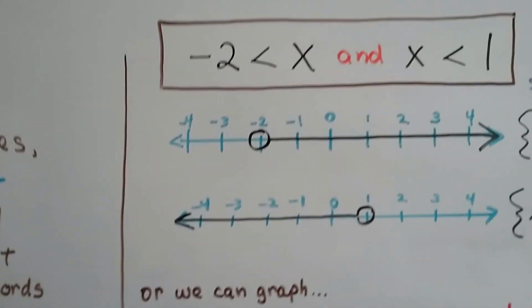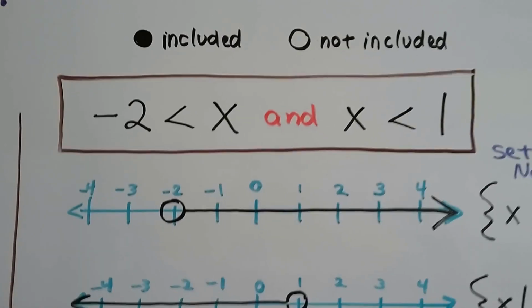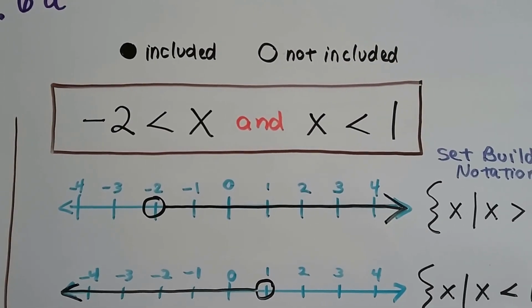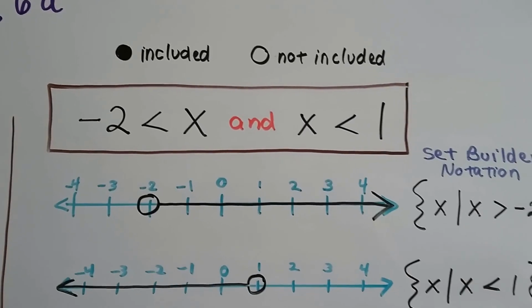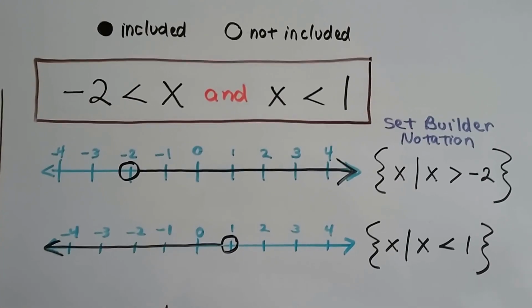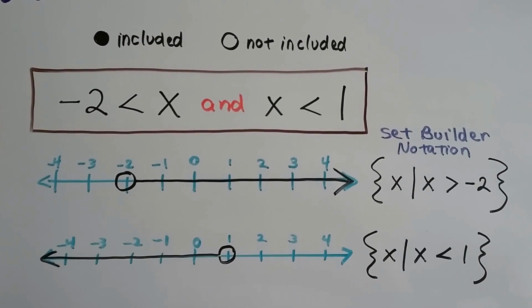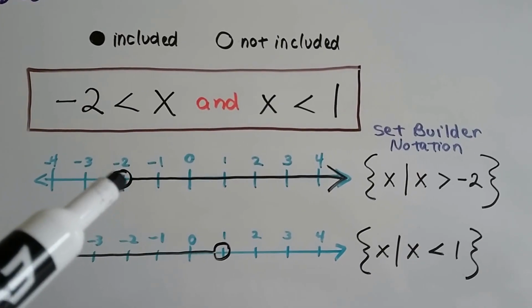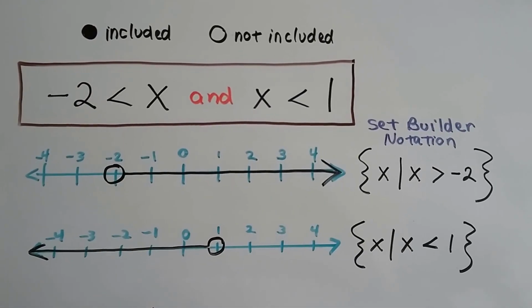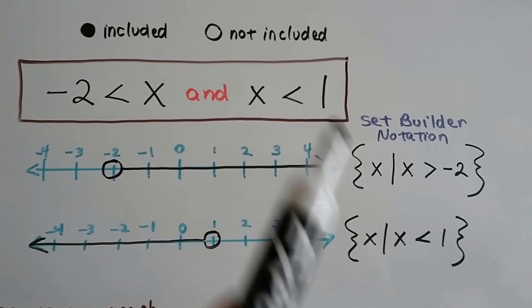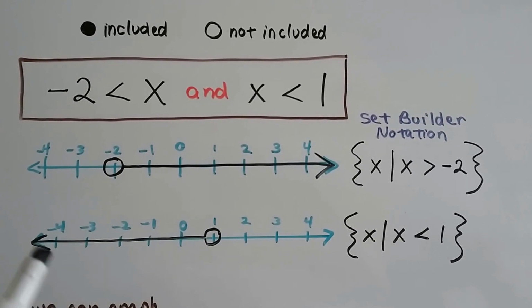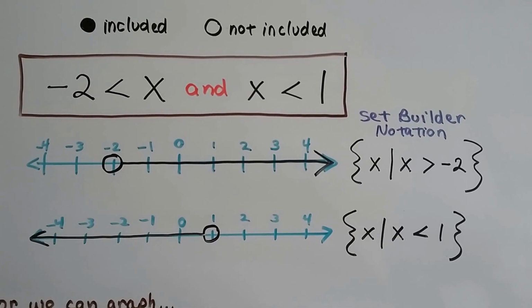So here we have one. We have a conjunction. -2 is less than x, and x is less than 1. So we can graph this. So -2 is not included, so we're going to use an open circle. And this is less than x, so x must be everything greater than -2. And x is less than 1, so 1 is not included, but it's everything that would be less than that.